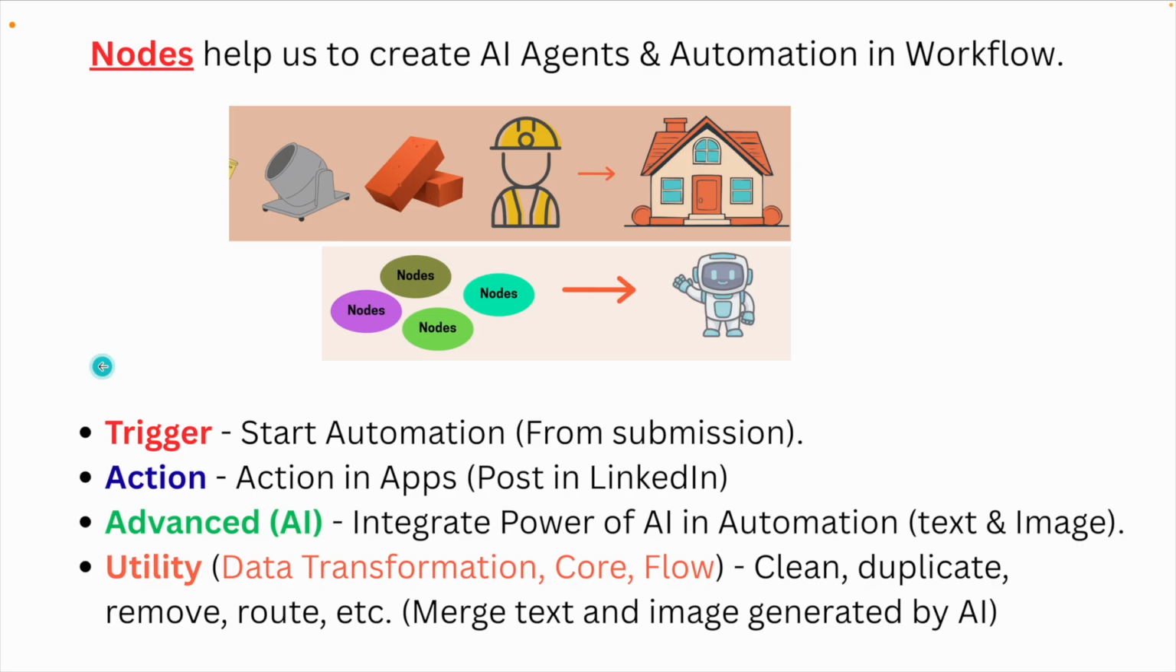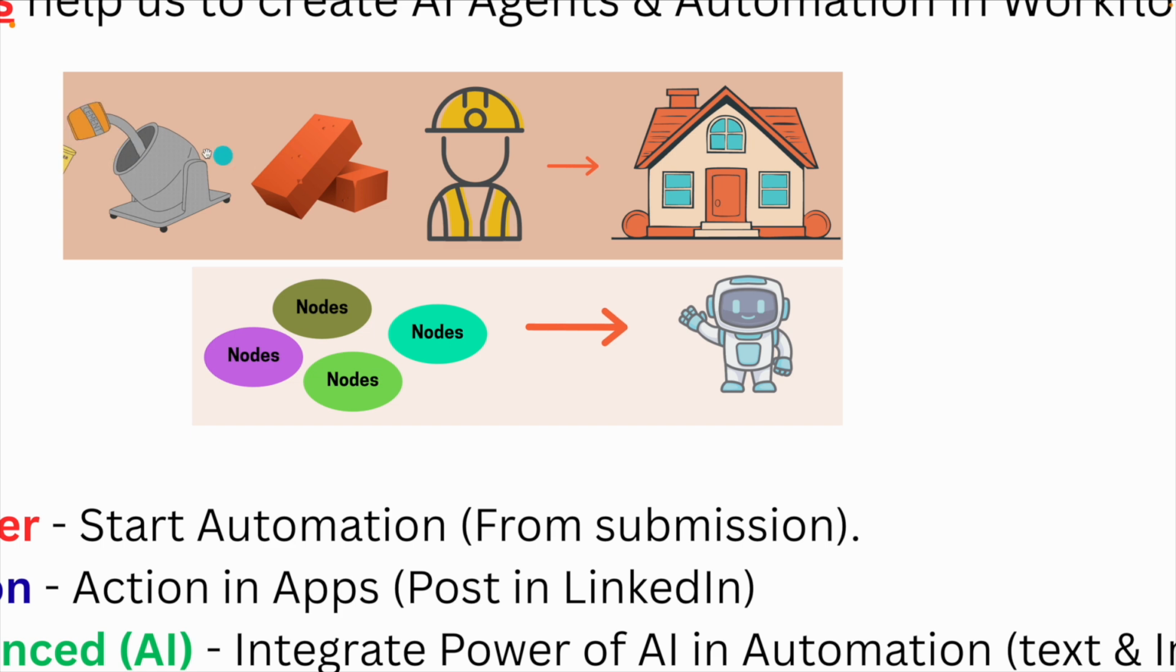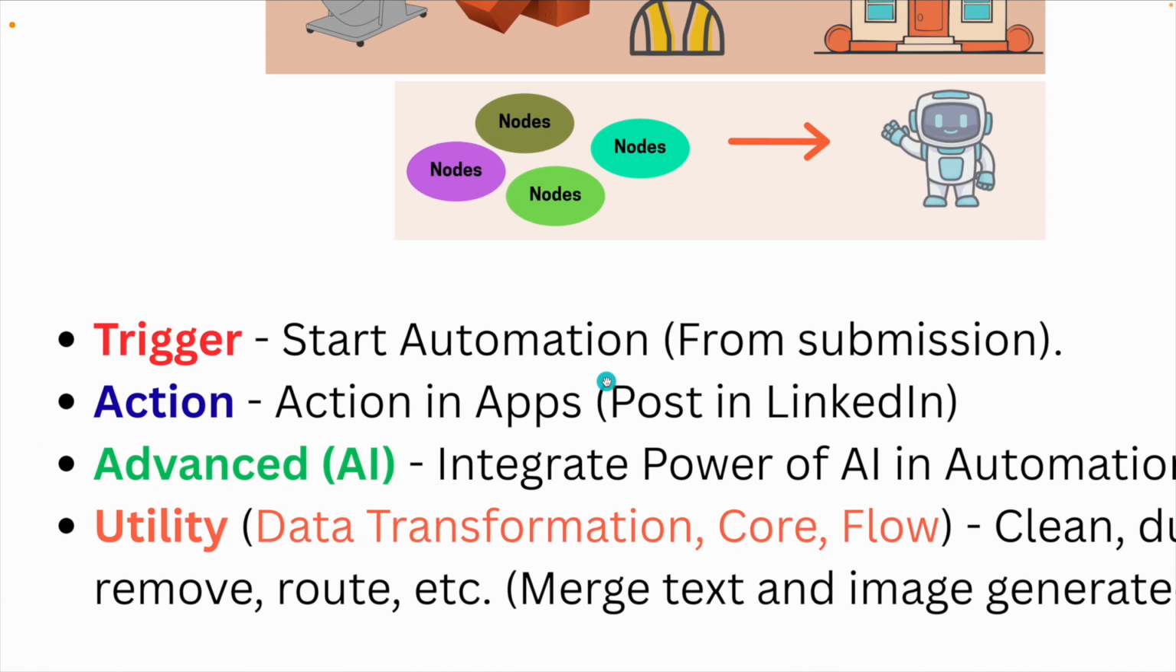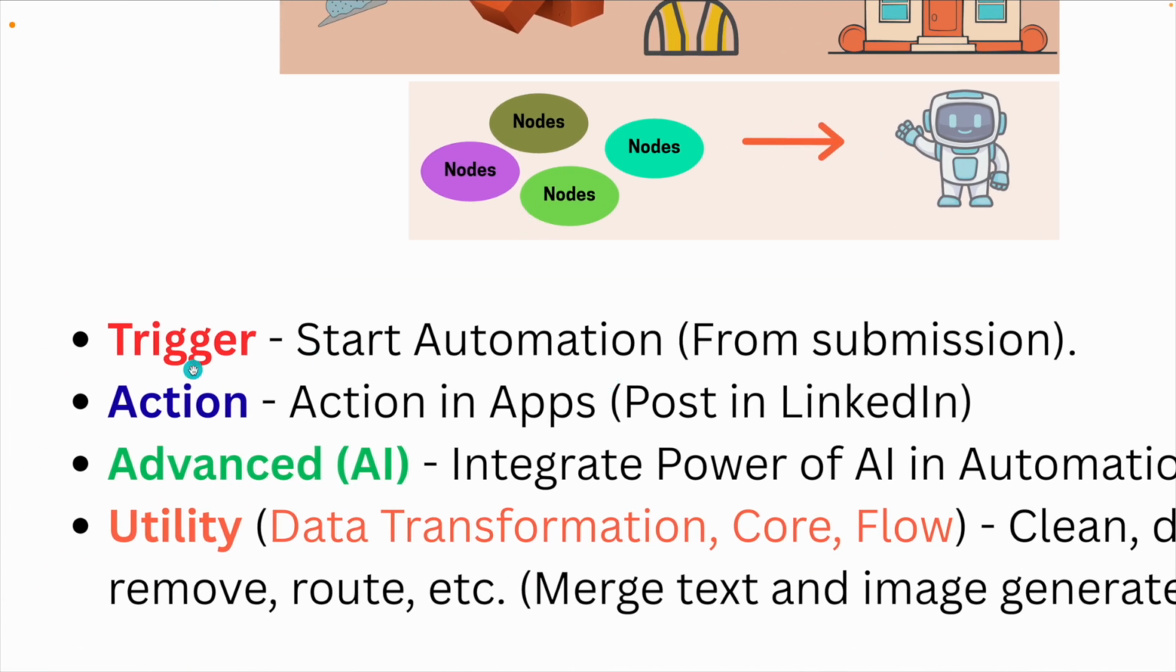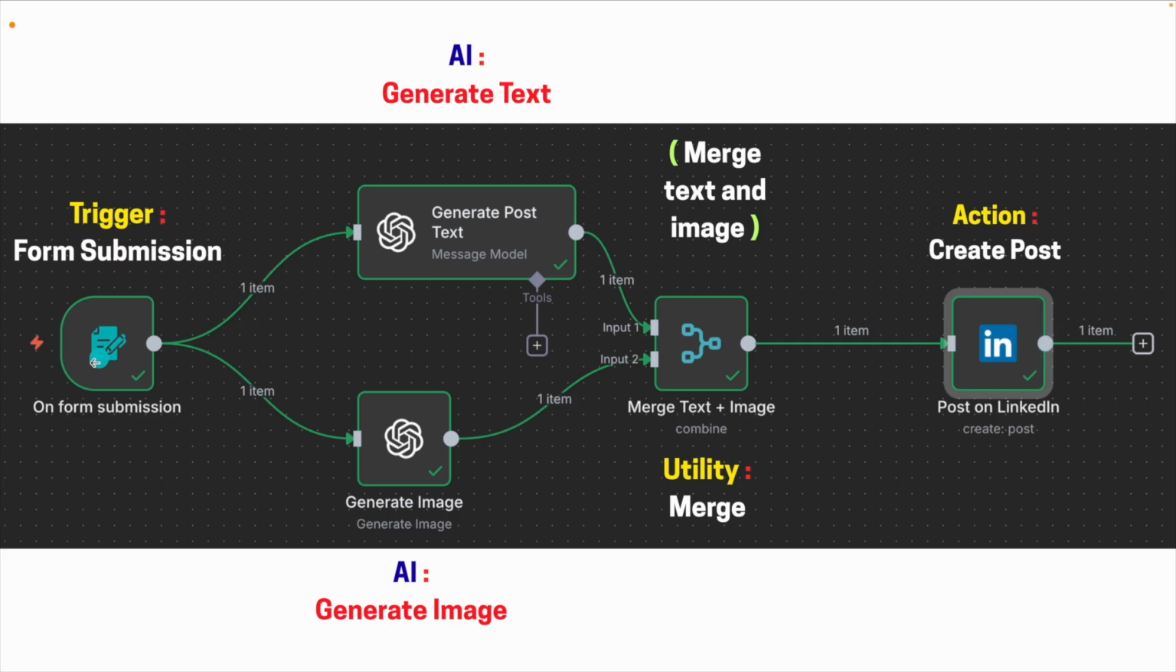So you all know that we need to use different nodes. Nodes are like different elements. As we have mentioned, to build a house you require cement, bricks, and labor together. They all work together to build your house. Same to build any AI agent and automation, we need nodes. So the very first trigger in our LinkedIn example, we are going to use a form.